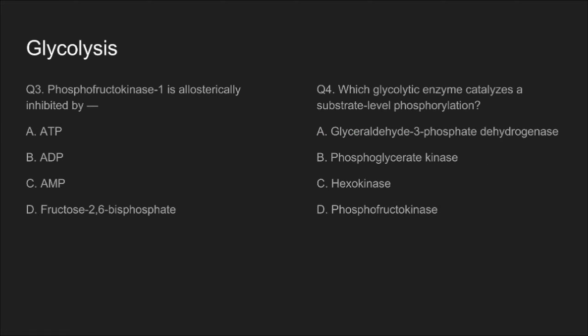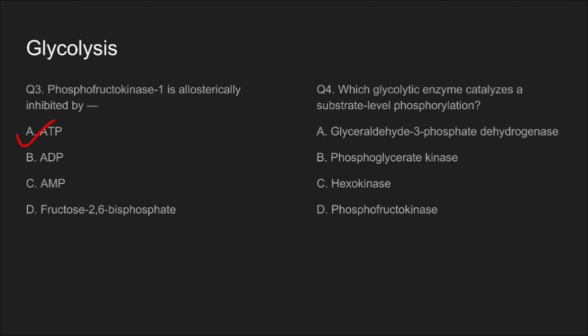Now question number 3. Phosphofructokinase 1 is allosterically inhibited by? Your options are A, ATP, B, ADP, C, AMP, D, fructose 2,6-bisphosphate. So the correct answer for this question is option A, that is ATP. A high ATP level indicates energy sufficiency, and this inhibits phosphofructokinase 1, slowing the glycolysis reaction.